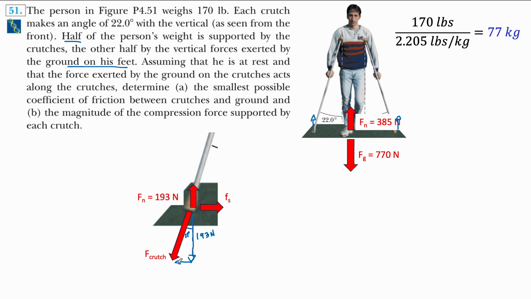And what do we know about this side? Well, that's got to equal the force of friction, a static friction in this case. So now doing our trig, if we know that's 22 degrees, 193 times the tangent of 22 will give us this opposite side, which should be about 78 newtons. The moment we know that, we know the force of static friction has to be 78 newtons to be able to keep this person up.